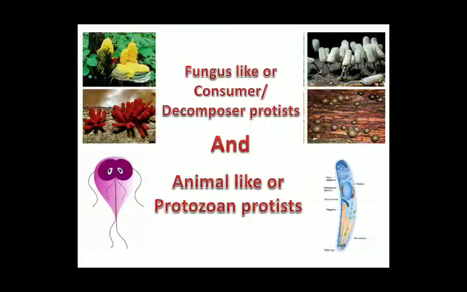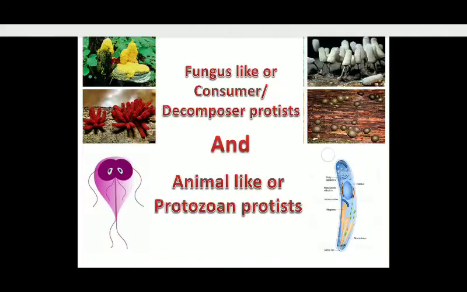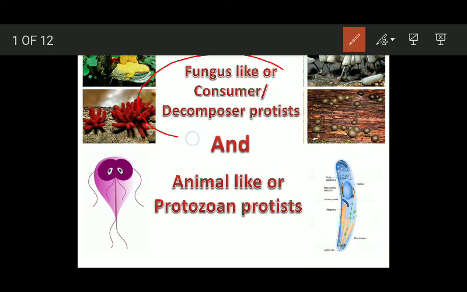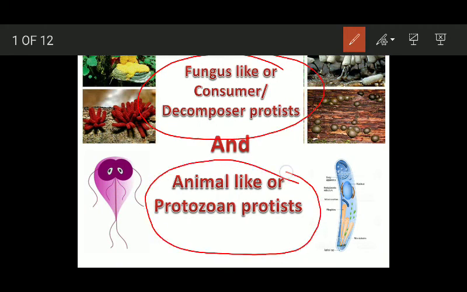Now that we have already discussed plant-like protists, we are left with two more groups of protists. The first one is fungus-like or consumer decomposer protists, and the second one is animal-like or protozoan protists. Today we will briefly discuss the details of fungus-like or consumer decomposer protists.